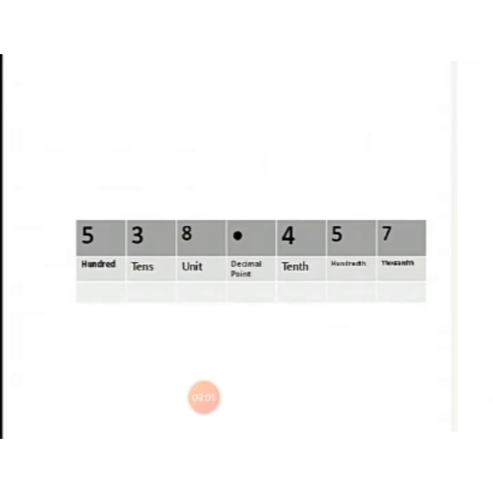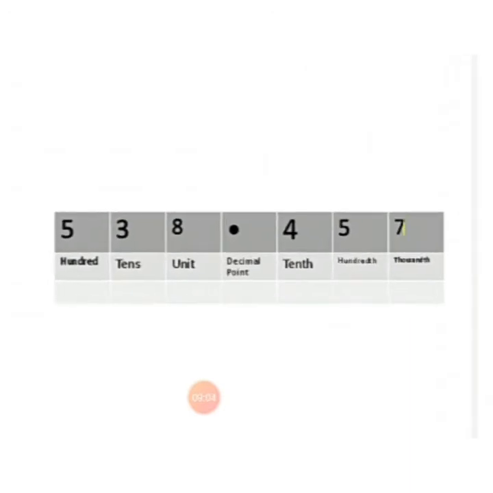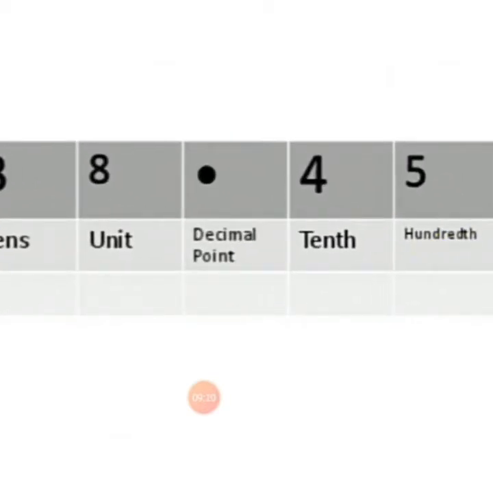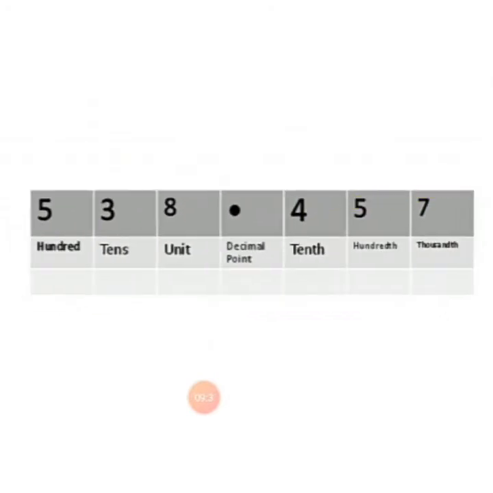Before we go into the addition, let's look at a typical example of a decimal number. We have the 500, 3 tenths, 8 units, the decimal point, 4 tenths, 5 hundredths, and 7 thousandths. Notice the numbers after the decimal point have added letters th to show us that they are decimal numbers. They are fractions. That has to do with the place value of decimal numbers.